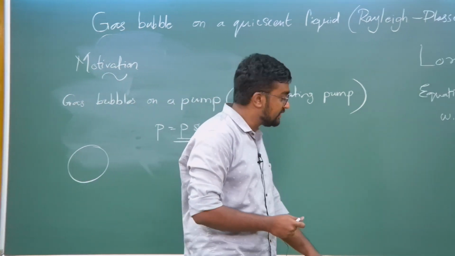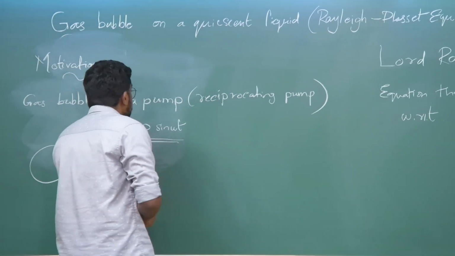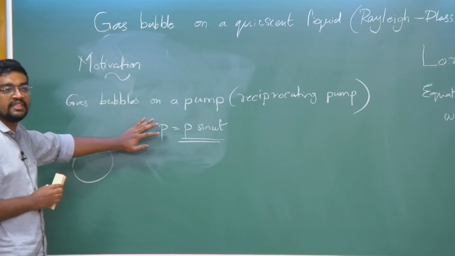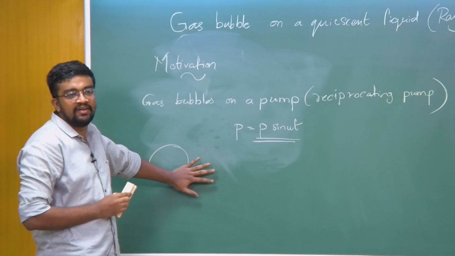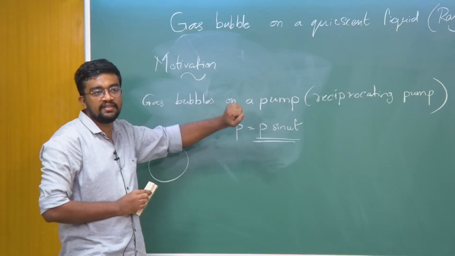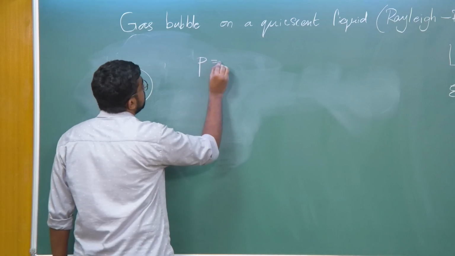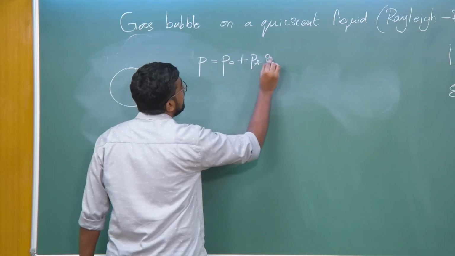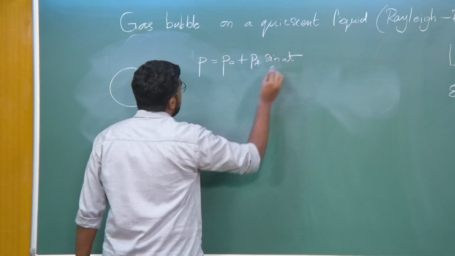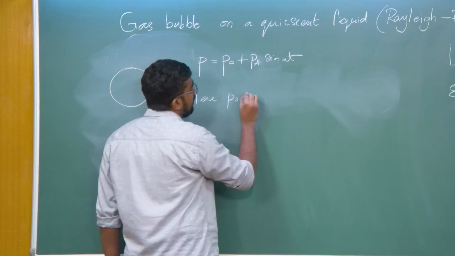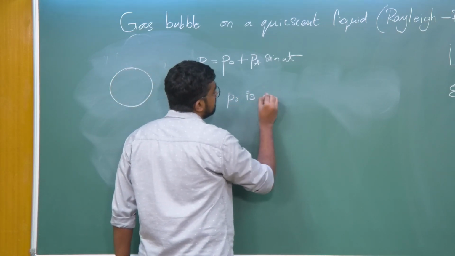Now, is the problem statement clear? We have a bubble and there is a far field pressure that is oscillating, P0 plus Pa sin omega t, we will call it. Here P0 is the equilibrium pressure far away.